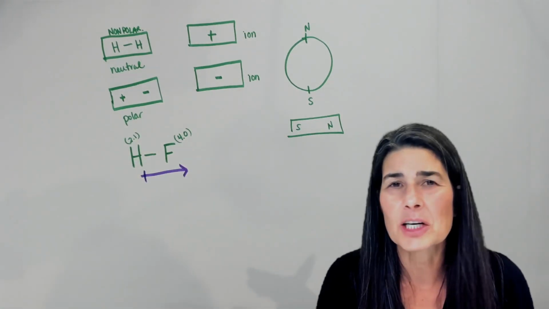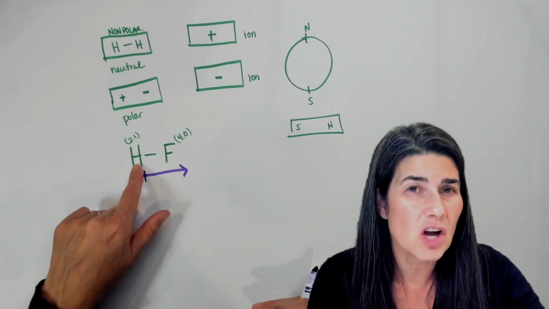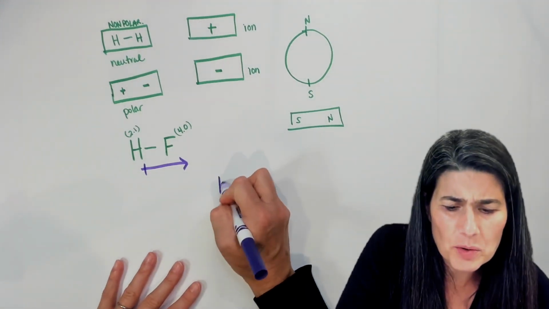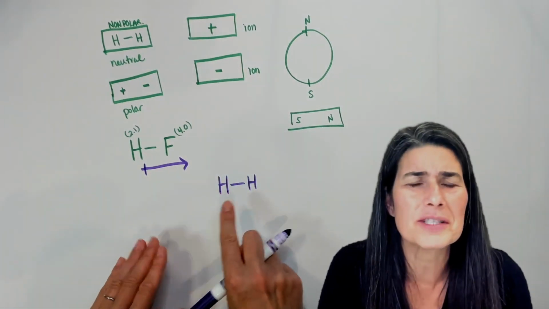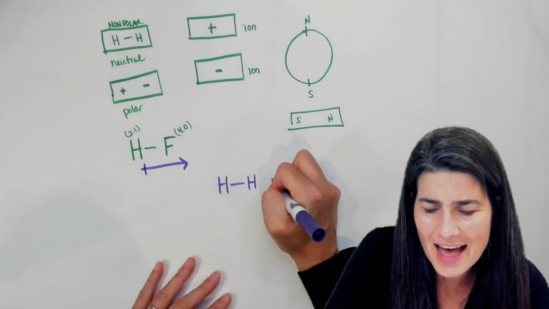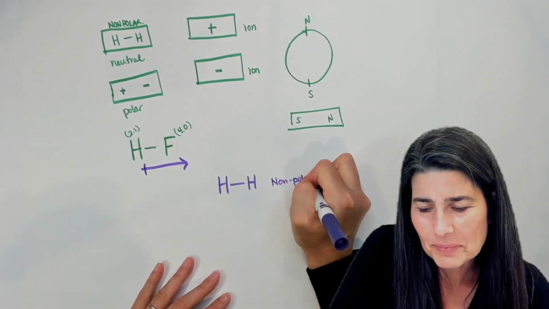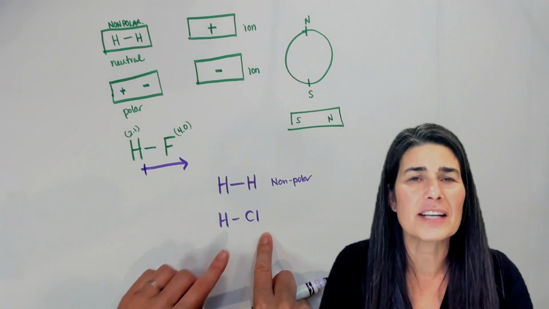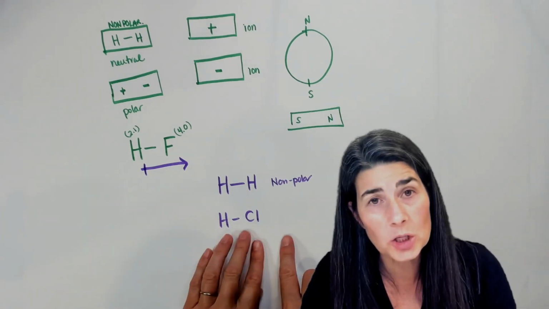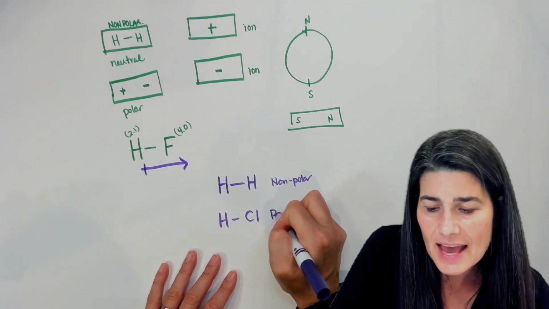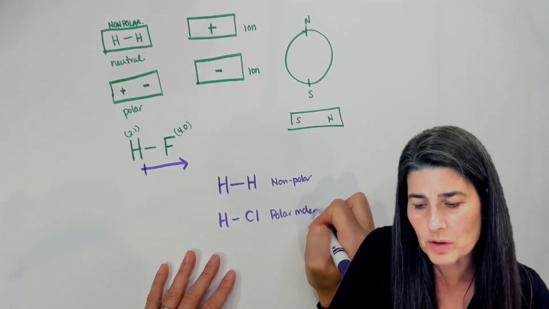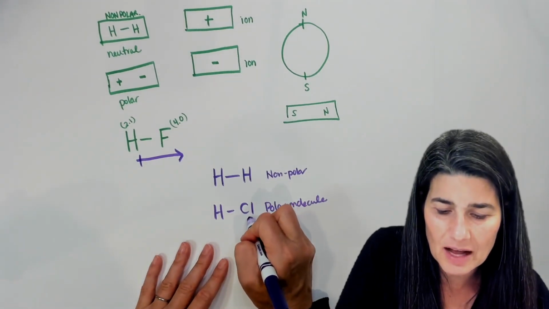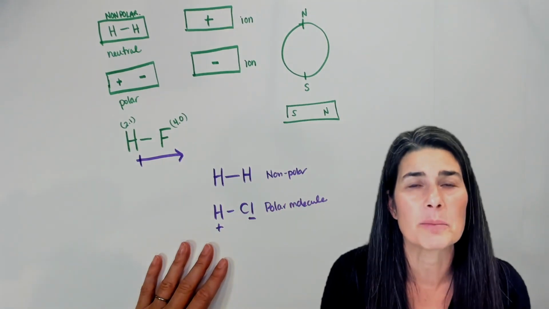Now, things get a little more tricky, however, if you're not just talking about 2 atoms. 2 atoms is pretty simple. For example, if you have H with H, the electrons are not pulled one way or another. That is non-polar. But if you have HCl, Cl has a different electronegativity than H. The electrons are pulled towards Cl. That is an overall polar molecule. It's a polar bond and a polar molecule. This side would be a little bit negative and this side would be a little bit positive.